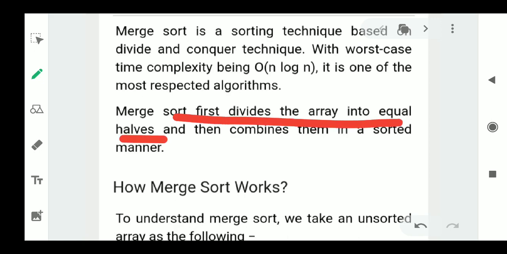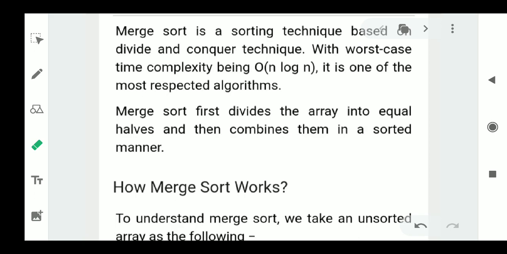Suppose 8 elements are given, you can divide the list of 8 elements into 2 halves, that is 4 elements in one list and another 4 elements in another list. Suppose 7 elements are given, if an odd number of elements are given, you can divide the list either 3 into one list and 4 into another list, or otherwise you can take 4 into the first list and the remaining 3 into the second list. It is your wish. You can take any way.